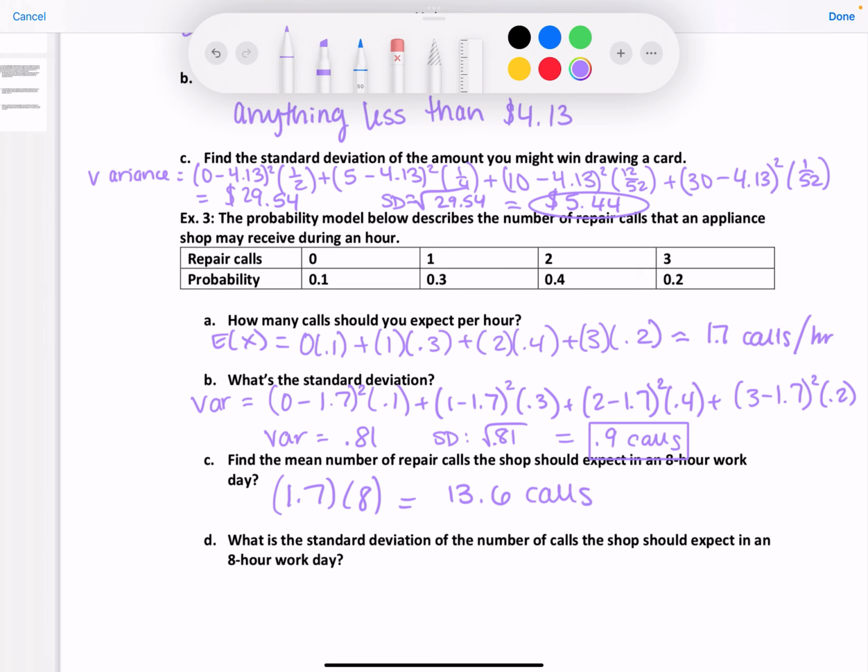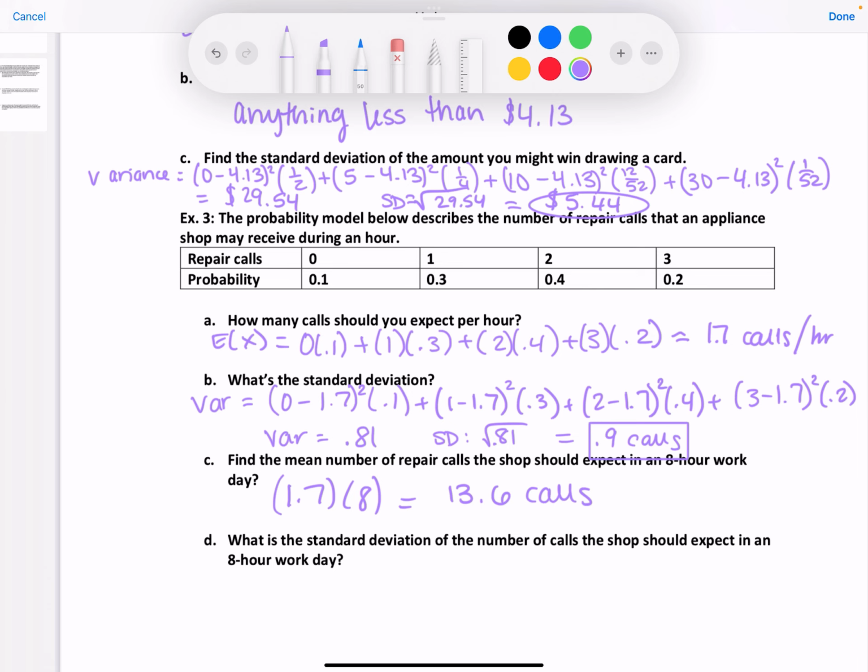So then what is the standard deviation of the number of calls the shop should expect in an 8-hour workday? We've got to find the variance first, right? And this is like calls per day, not calls per hour. Okay, per day, yeah. Alright, so for an 8-hour workday, you can do basically what you've been doing, except 1.7, 13.6. You already have variance.